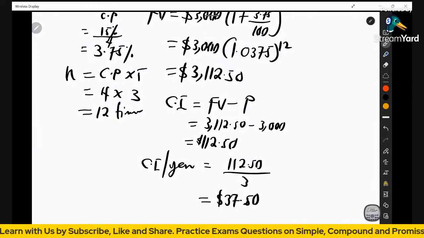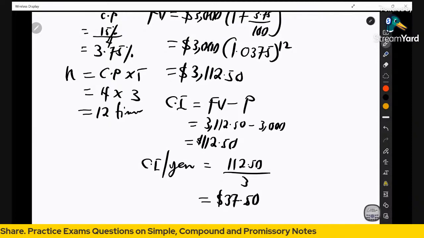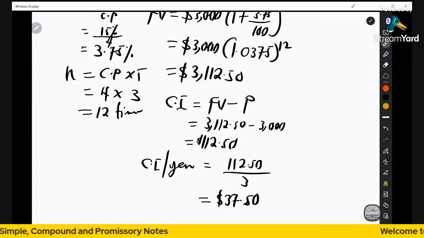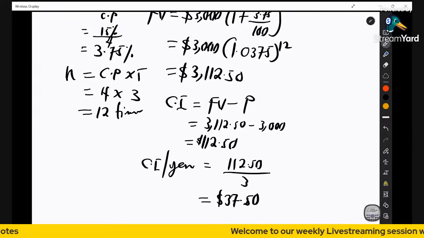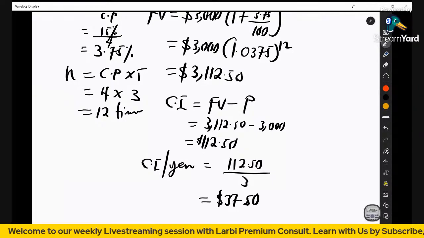Or they can also ask you to compute for the compound interest for the quarterly. And how many quarters were we having for the 3 years? That was 12. So we take 112.5 divided by 12 and we get the quarterly interest that we pay as a compound interest. In that line, you are good to go. This is how we compute for a compound interest. So let's take note of that. Any question? So that is what we need to know when it comes to compound interest.